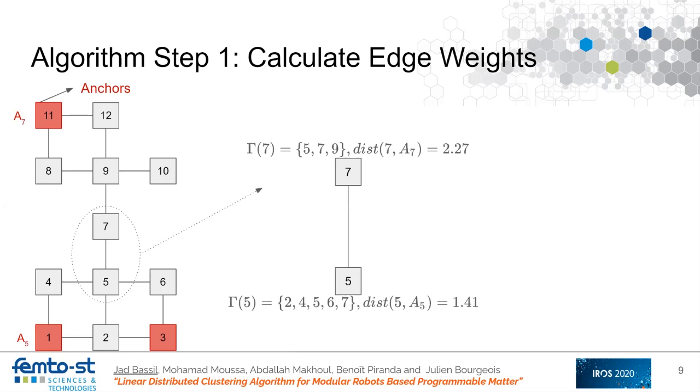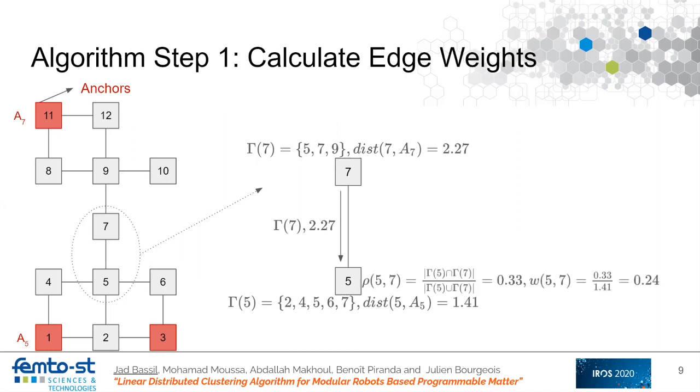First, all modules calculate and store their neighborhood denoted as gamma and defined as the set containing their neighbors' IDs plus their own ID. In addition, they store the Euclidean distance to their nearest anchor. Then the module with largest ID will send a request containing its neighborhood and the distance to its nearest anchor to neighbors with lower ID.